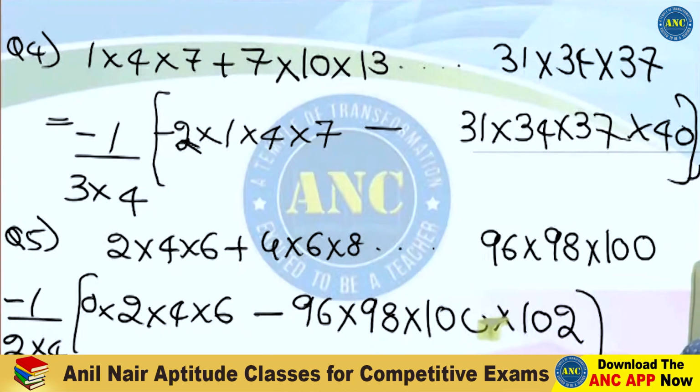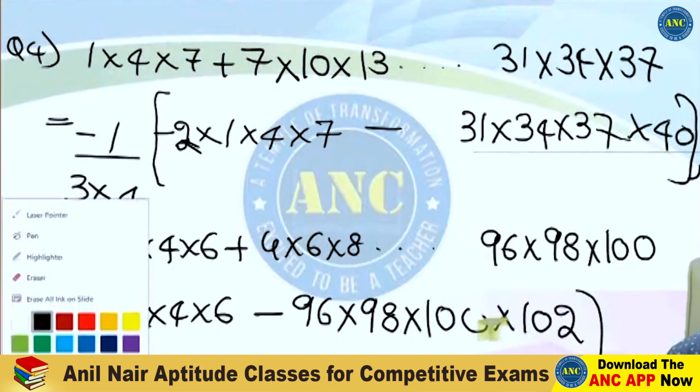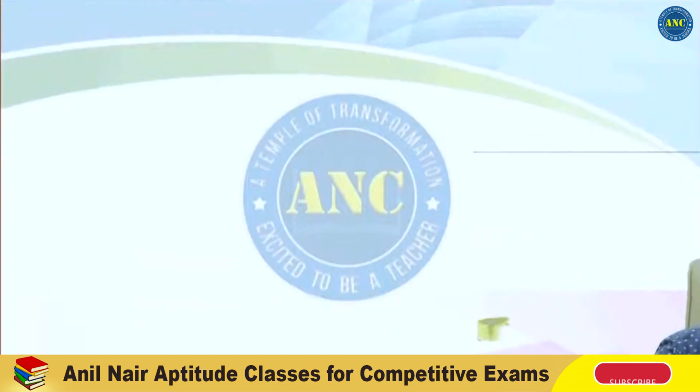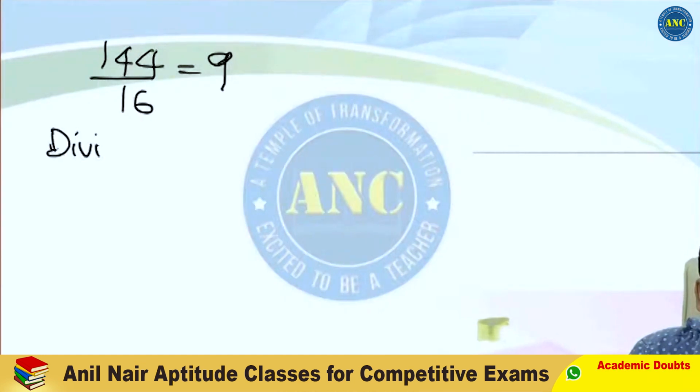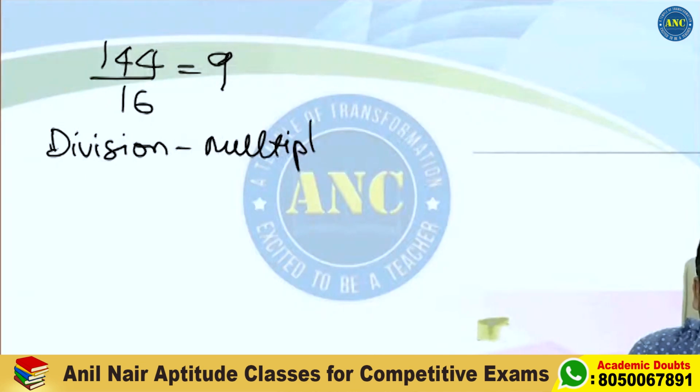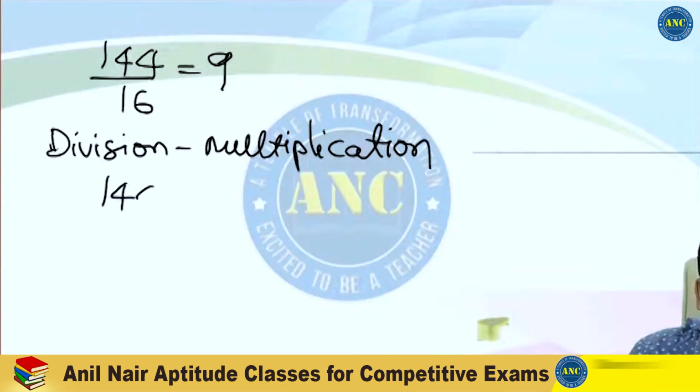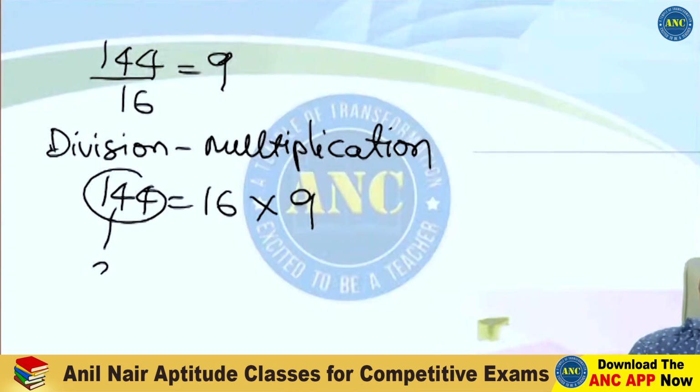Everybody kindly reply if it is clear to you. Now let me take Vamshi's doubt. Suppose 144 by 16. It is nothing but 9. So convert division into multiplication. So 144 is nothing but 16 into 9. This 9 into any number, digital sum is 9.